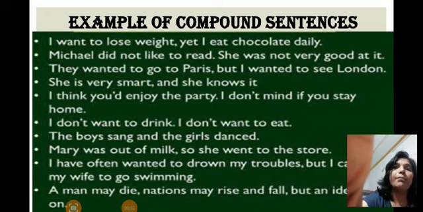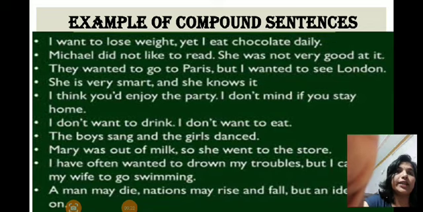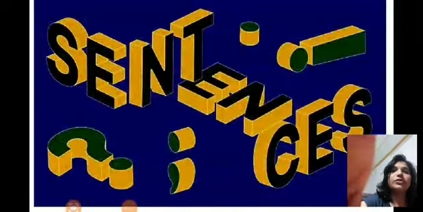Same with these examples. 'Michael did not like to read. She was not very good at it.' Next, 'They wanted to go to Paris, but I wanted to see London.' 'They wanted to go to Paris' is a main clause, and 'I wanted to see London' by itself is a complete sentence. It does not require any other part of the sentence.